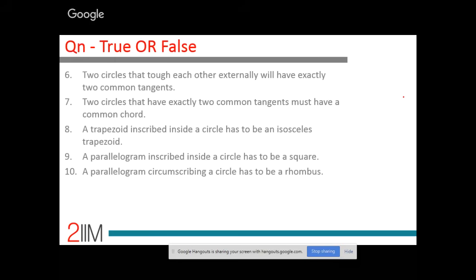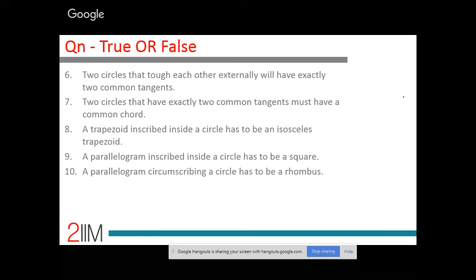So this as well: 2 circles that touch each other externally will have exactly 2 common tangents. False, they'll have 3 common tangents. 2 circles that have exactly 2 common tangents must have a common chord. Yes or no? What does it mean to have exactly 2 common tangents? They're intersecting, so they must have a common chord. True.